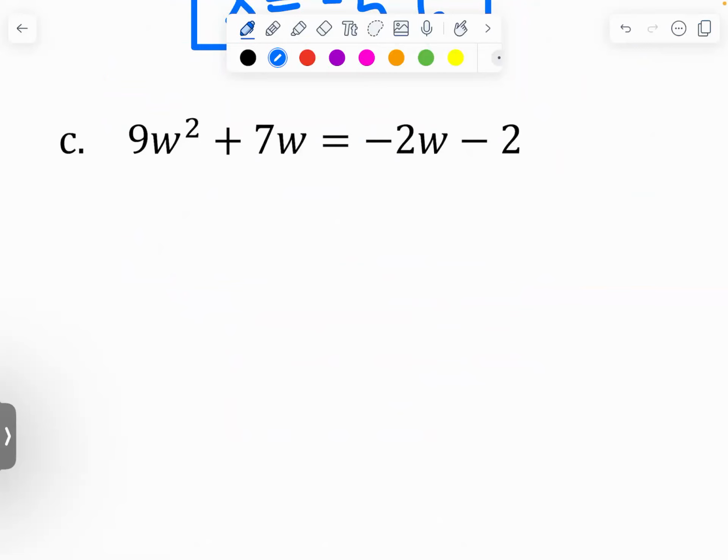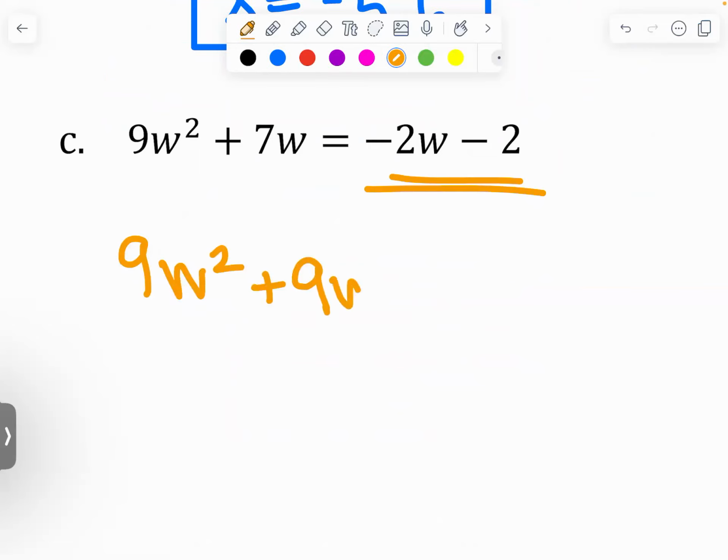All right, now this one. What do we need to do with this one? What do we need to do? Okay, so we need to add 2w and add 2. So we now have 9w squared. I'm going to add 2w. And I'm going to add 2.